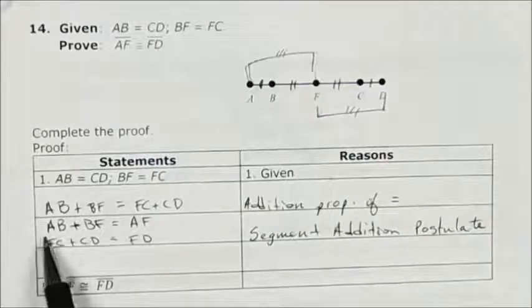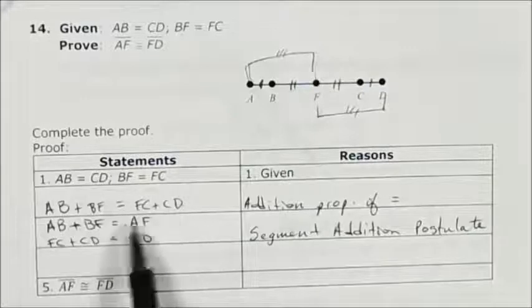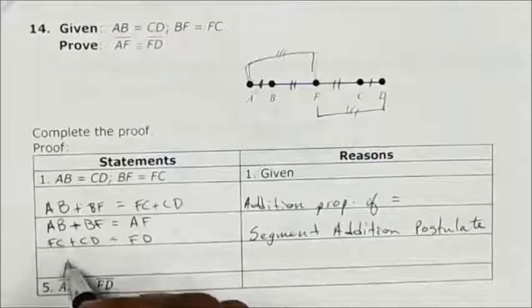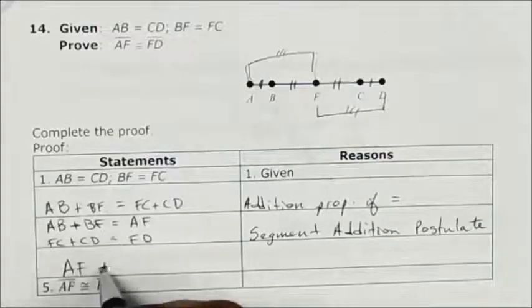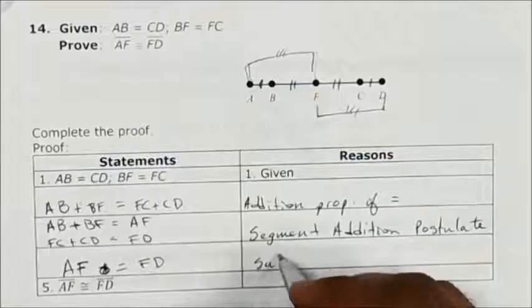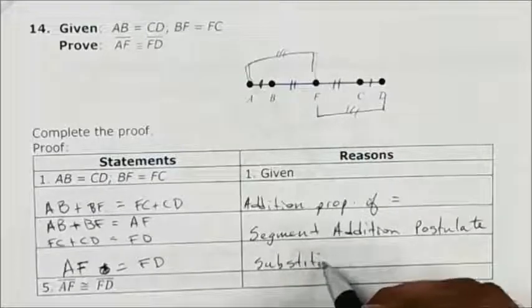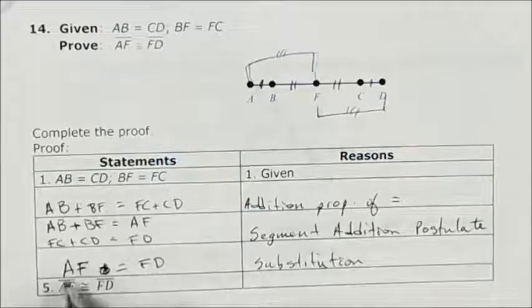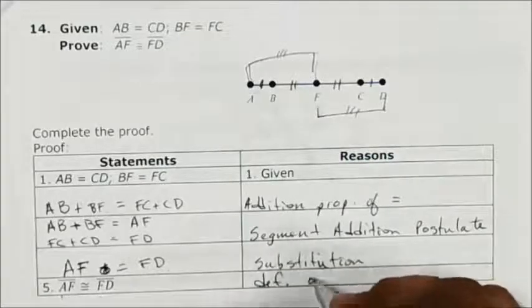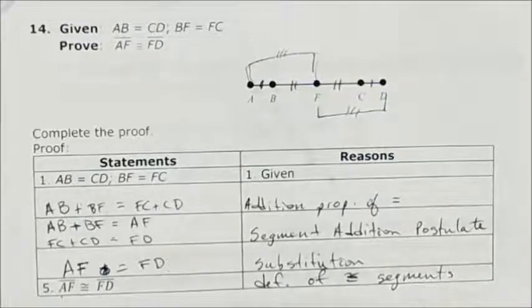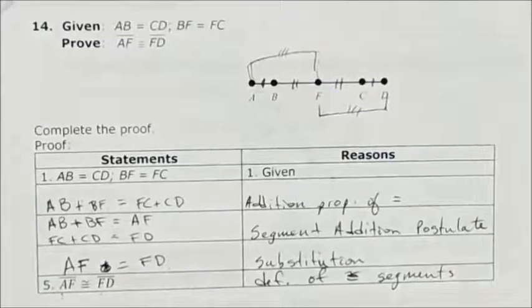Okay, and since AB plus BF is equal to FC plus CD, and I know that AB plus BF is AF, and FC plus CD is FD, I can substitute to say that AF, the distance from A to F, is equal to the distance from F to D by simply using substitution. And then if the lengths are equal, I know that the segments are congruent. That's the definition of congruent segments. Okay, and so our proof is done on number 14.